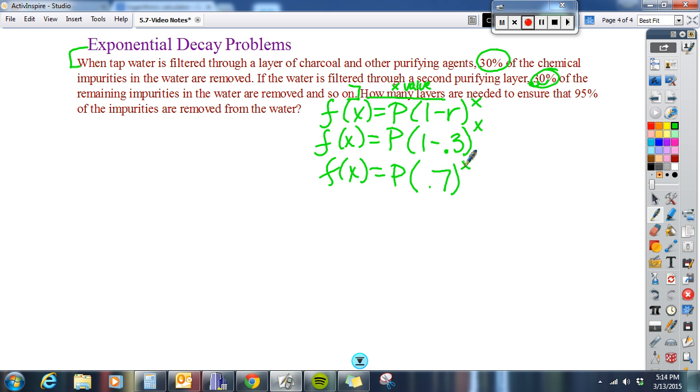And so what this problem doesn't give us is an initial value, this p. Because when it starts as tap water, it has all this impurity, 100% of impurity, and so it's taking it down 30% each time, right? And so this p is sort of like a 1 value. And so when it doesn't give you an initial value, you don't have to use it. It's just like a 1. And so my function here is really just 0.7 to the x, okay?